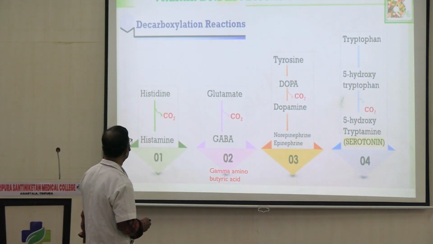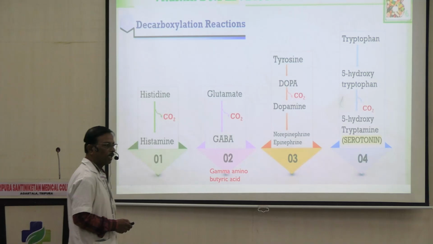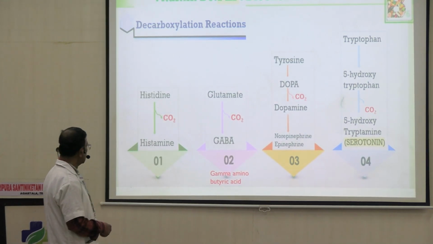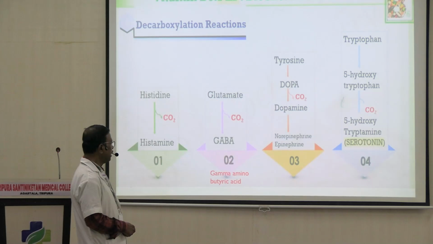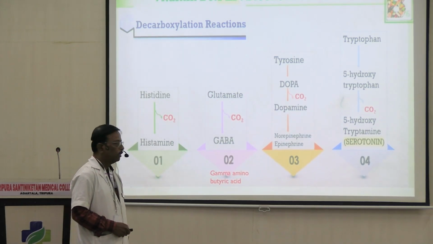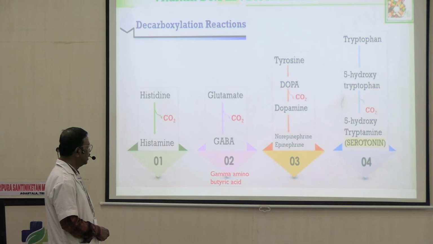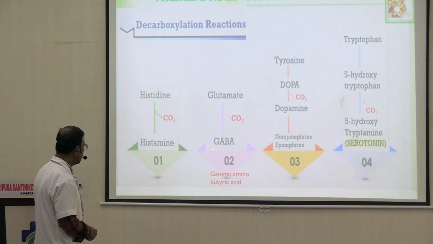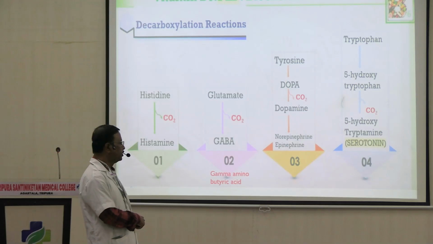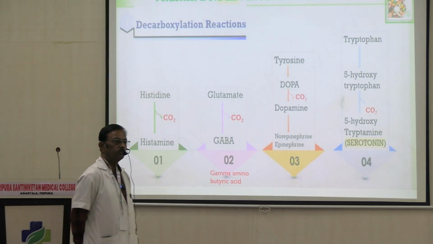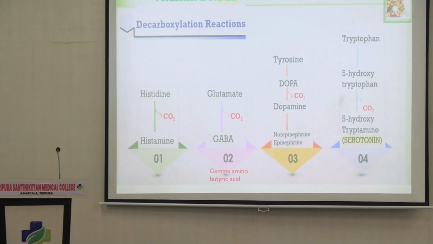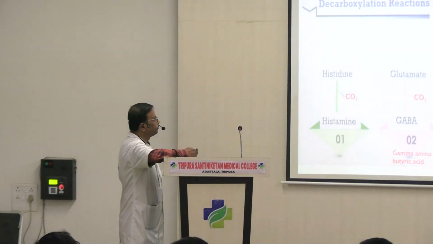Now here is the decarboxylation reaction. Decarboxylation of amino acids forms biogenic amines like serotonin, which is very important, then epinephrine, norepinephrine, gamma amino butyric acid, these are all neurotransmitters, and histamine. Histamine is mainly responsible for the allergic reaction.